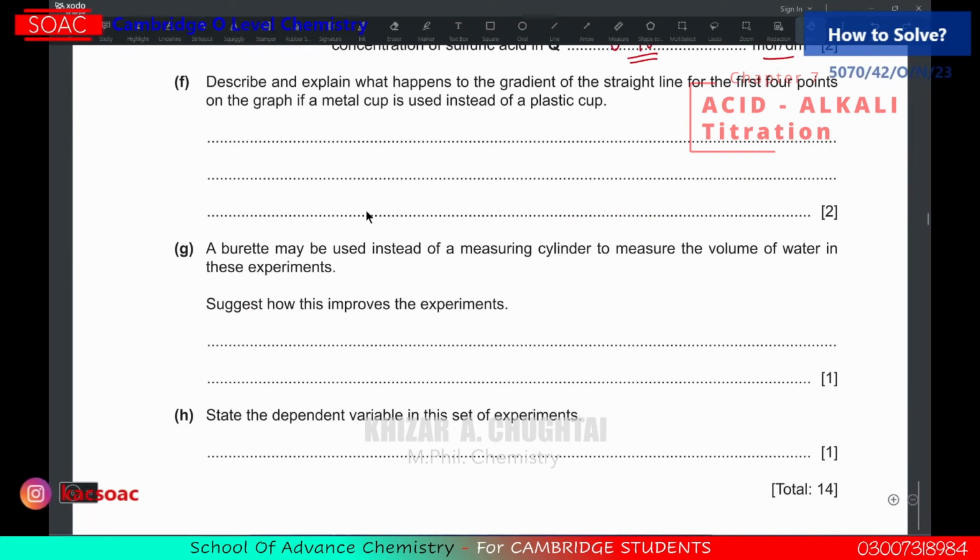F. Describe and explain what happened to the gradient of the straight line for the first 4 points on the curve if the metal cup is used instead of plastic cup. In this experiment you have seen that we have used the plastic cup for insulation purposes, but this time we are using the metal cup. So definitely some of the heat may be lost to the surrounding, so definitely there will be a change in the portion of that straight line.